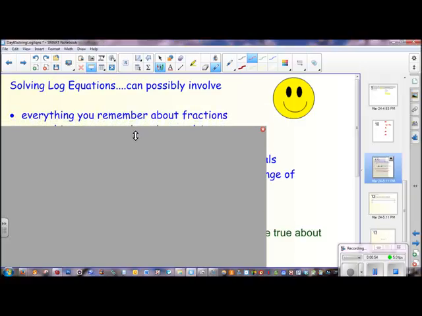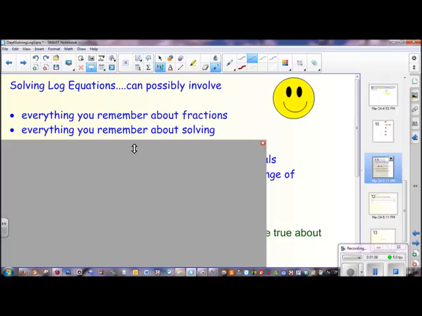Yes, you can have fractions pop up in these equations, and you have to know how to work with your fractions, and that's from basic algebra or working with our rational expressions back in Unit 2. Everything you remember about solving, in other words, getting the variable term isolated, and once you have the variable term isolated, then getting that variable by itself.